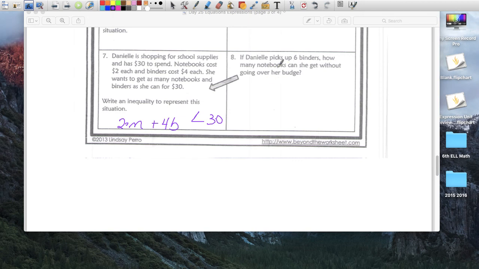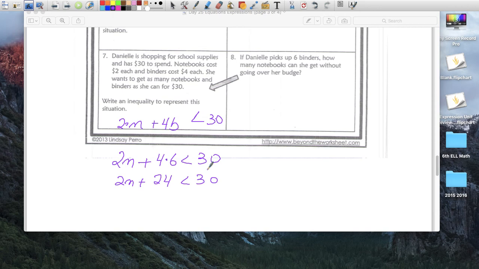So if he picks 6 binders, how many notebooks can he buy? So 2n, and here with the b I'm going to replace it. He bought 6 binders, right? 4 times 6 is 24, so he spent $24 on binders. So 2n plus 24 is less than 30, right?